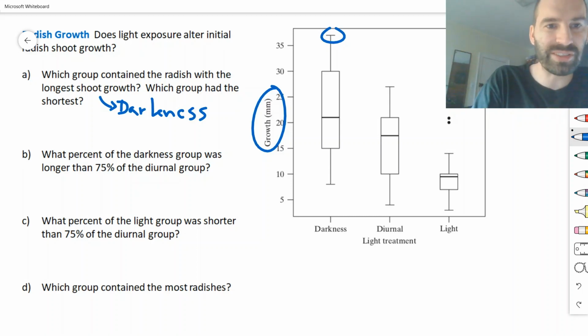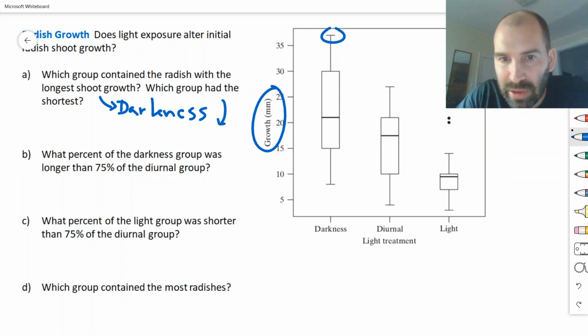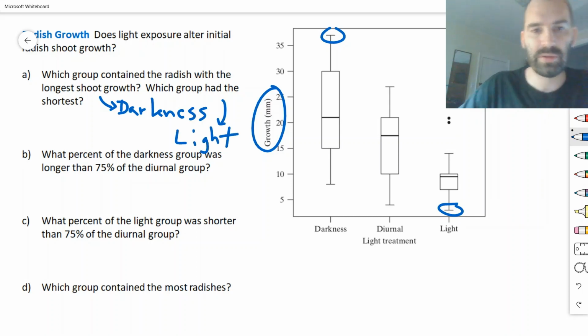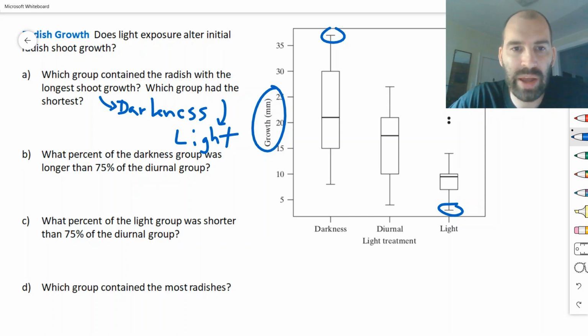Which group had the shortest radish shoot growth? Well, the shortest is down here. That's the light group. So apparently, radish seedlings seem to not like a lot of light.